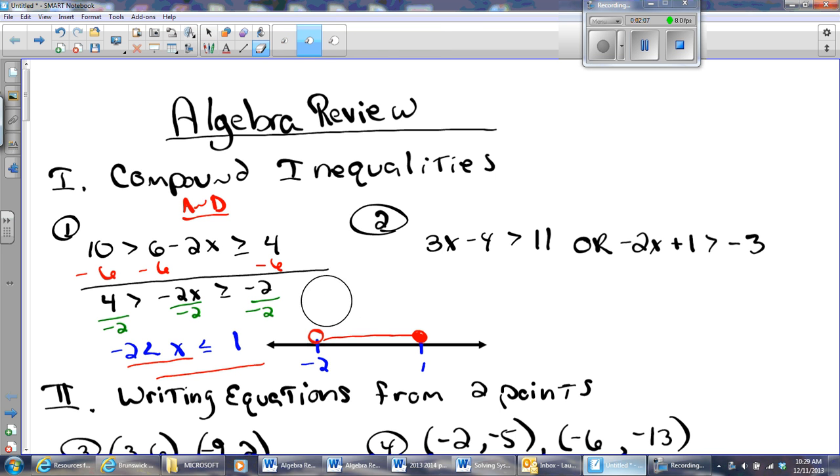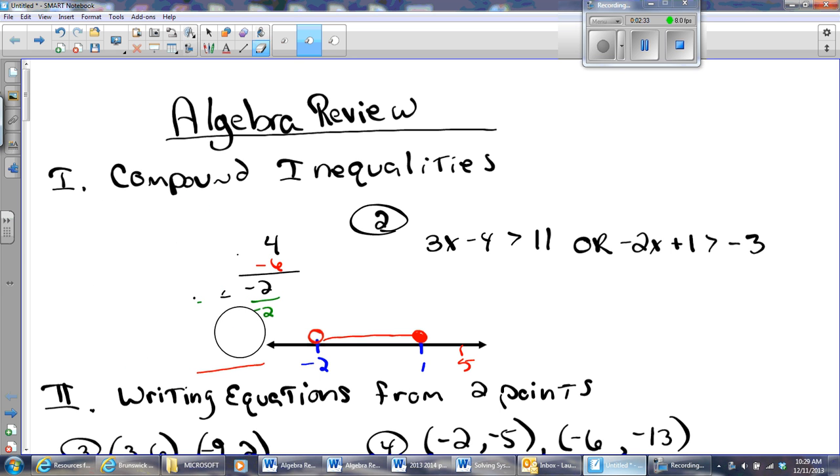Pick a number that's not inside the region, like say 5. 5's over here, right? Negative 2 is less than 5, sure. 5 is less than or equal to 1? I don't think so. So only the numbers inside that shaded area yield a solution to both parts.